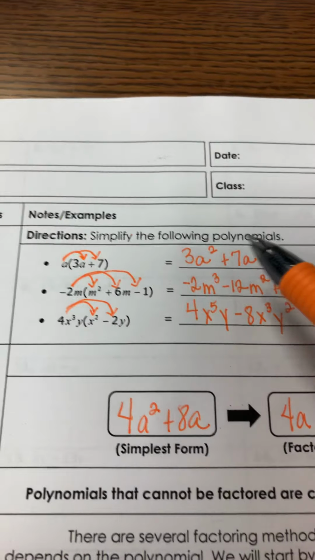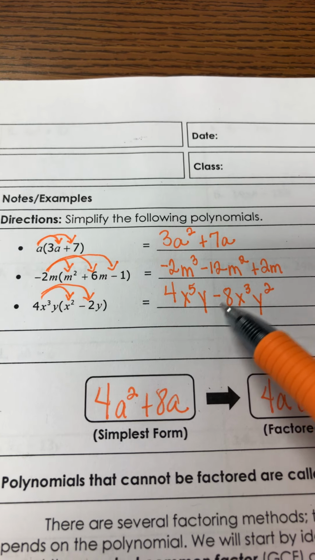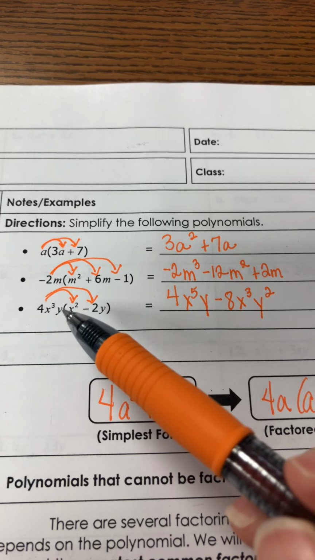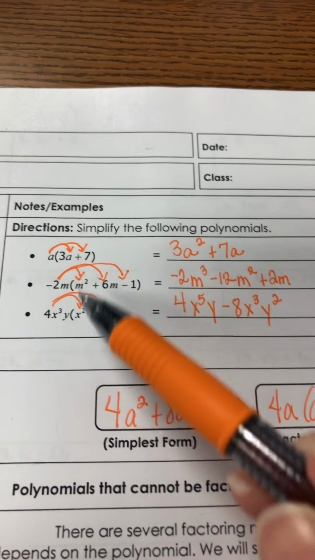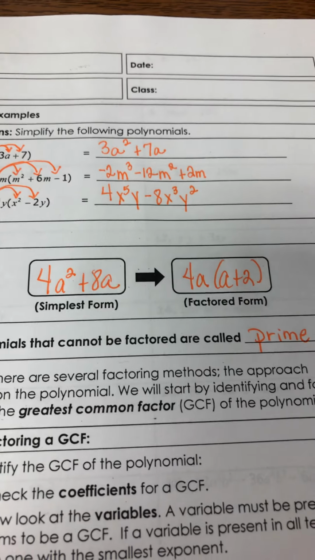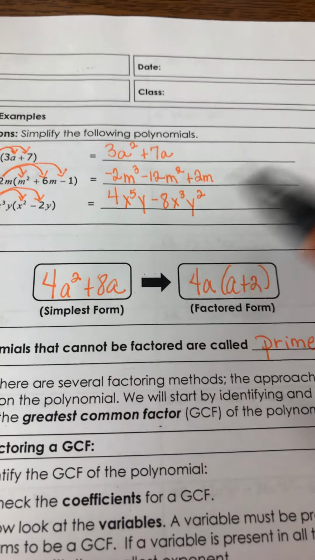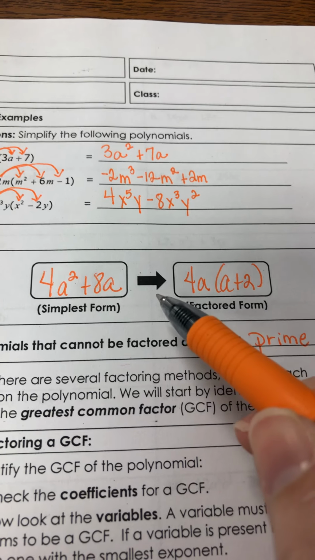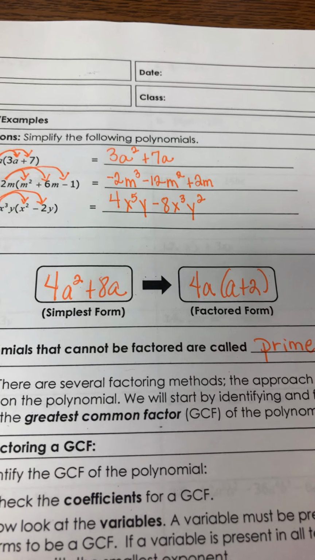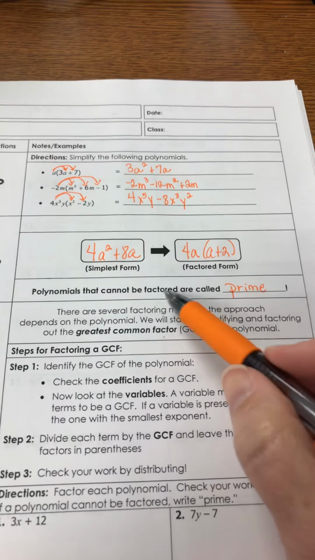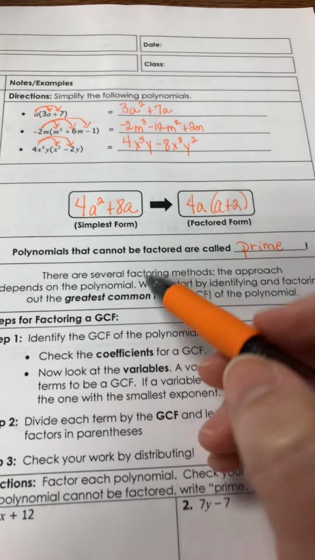So now we're going to start our factoring, which is going to take these answers in simplest form and go back to what we call a factored form, which is the original multiplication problem. So we're going from the answer back to the problem when we factor. Here's an example: simplest form, which is what we have here. Everything's all multiplied or sometimes divided out, and we're going to go back to a factored form, which is a multiplication or a division problem. Polynomials that cannot be factored are called prime. That means we cannot factor them in any way, shape, or form.